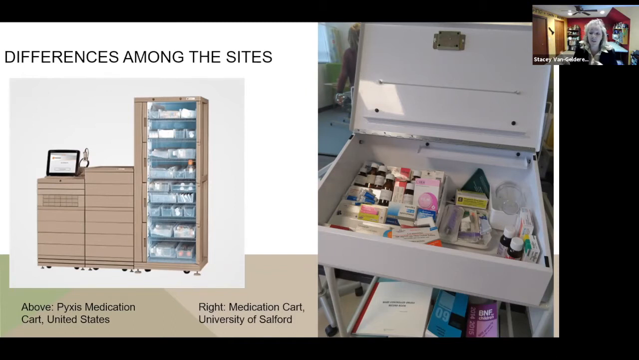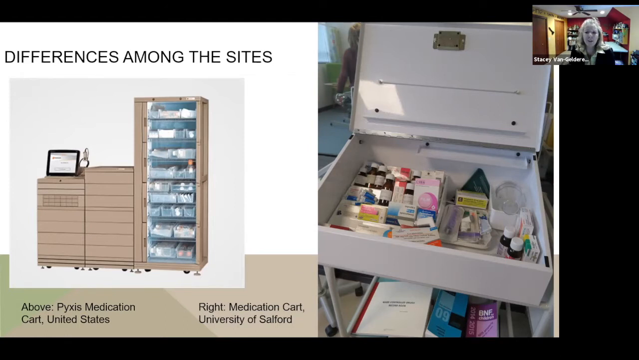For instance, on the left, you can see that we use a traditional electronic medication cart. It's called a Pyxis. And our students use this at the university that we're at. They use it in the healthcare system, and you need fingerprinting to get the medication out. On the right-hand side, you can see a medication card that we used with the Salford students, and that's how they got their medication out.